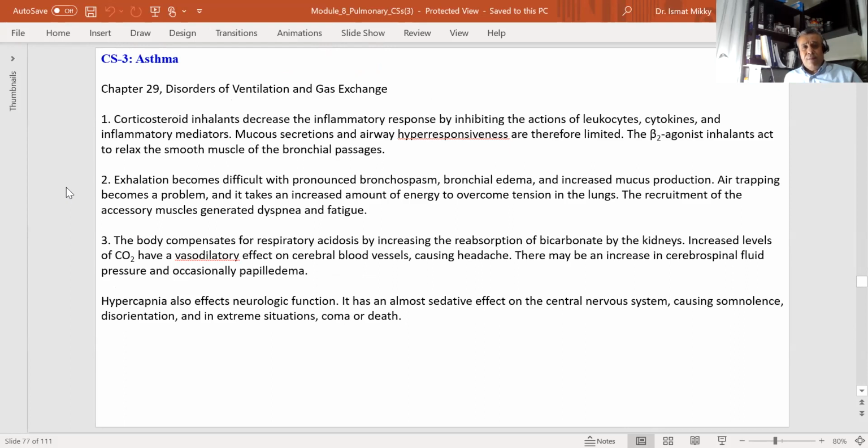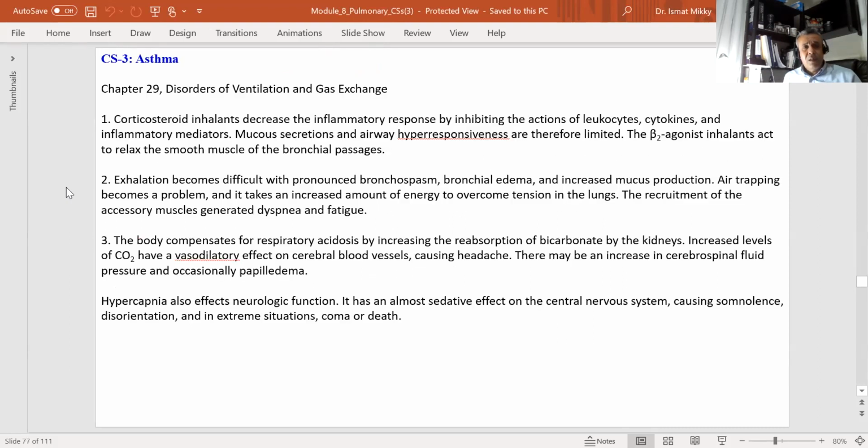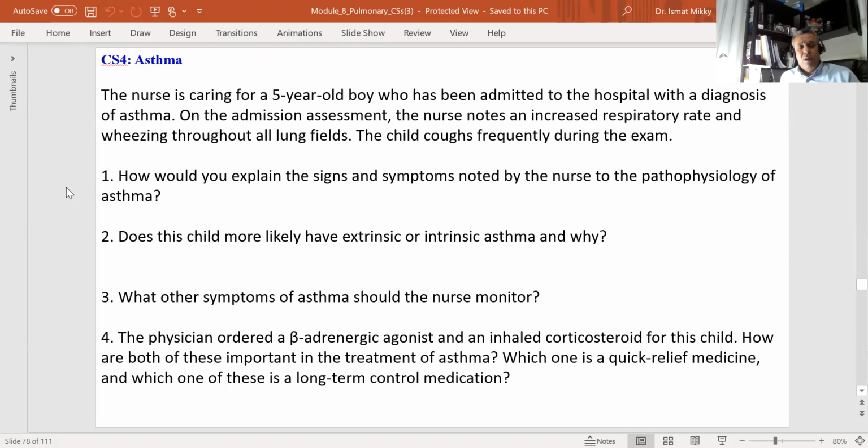So case study number 3, which is about asthma, I'm going to answer the questions. I believe the answers are provided, so you can read them on your own. Next case study, another one on asthma as well.